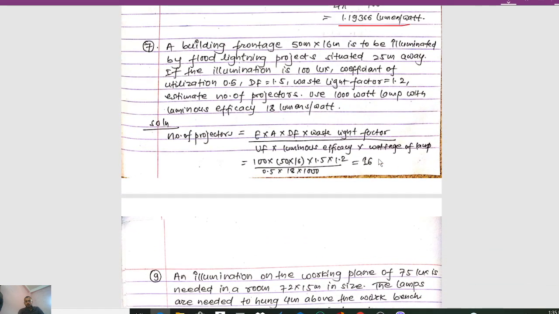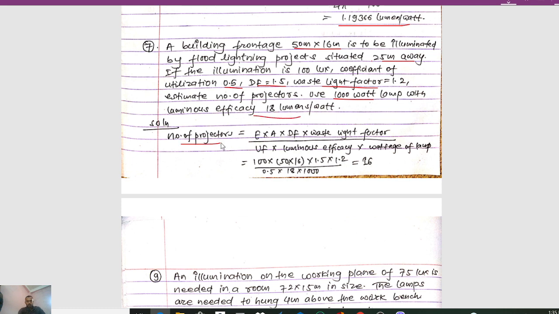And similarly, we have a building front of 50 meters into 16 meters to be illuminated by floodlighting projectors situated 25 meters away. And if the illumination is 100 lux, the coefficient of utilization is 0.5. Similarly, the depreciation factor is given as 1.5. The waste light factor is given as 1.2. Estimate the number of projectors, using a 1000 watt lamp with luminous efficiency of 18 lumens per watt.